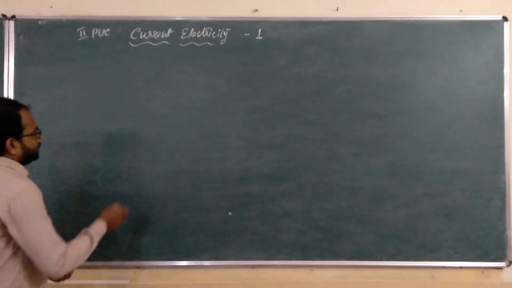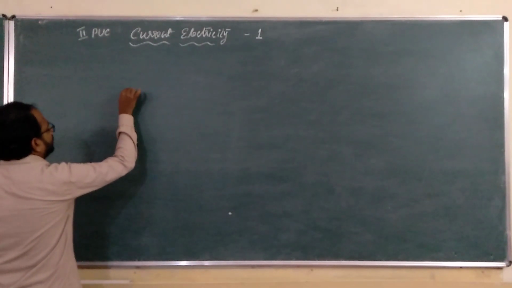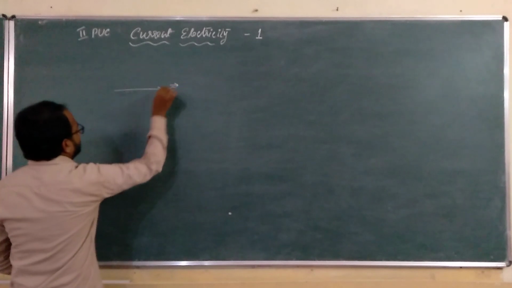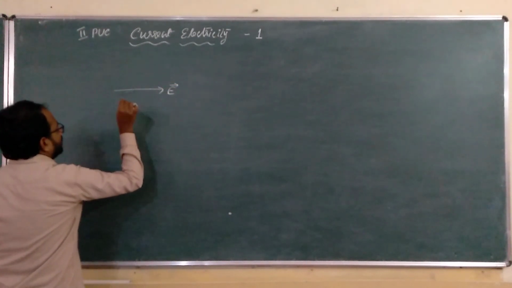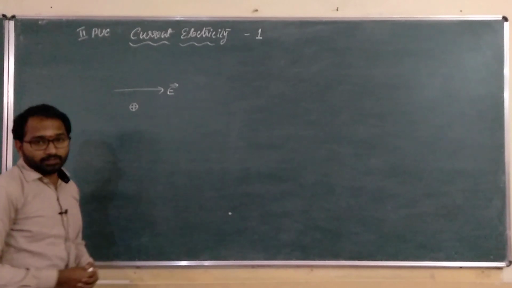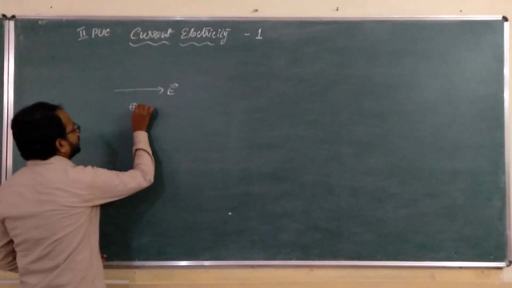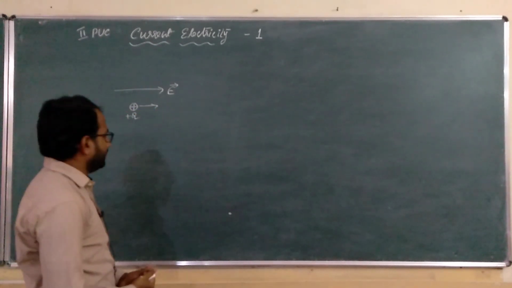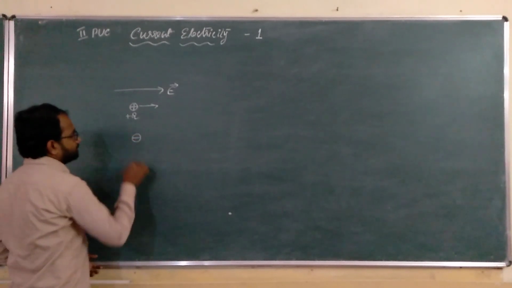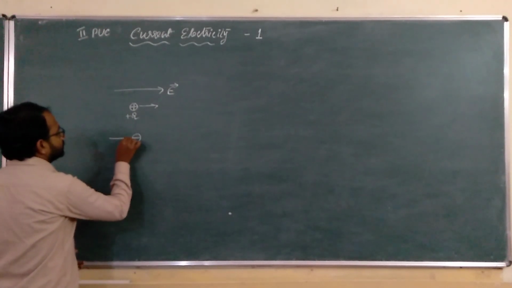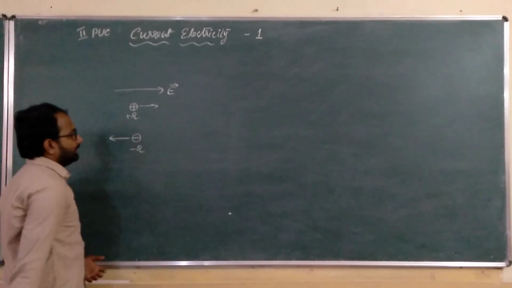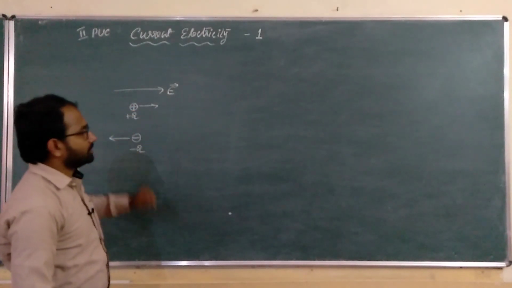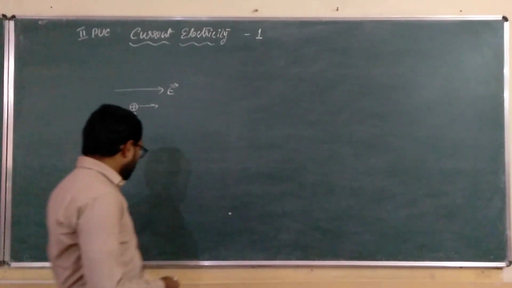In the previous chapters you studied that whenever a positive charge is placed in an electric field region, an electrostatic force acts on it, due to which it moves along the direction of the electric field, whereas if a negative charge is placed in the electric field, it moves in the direction opposite to the electric field. So, whenever charge flows or moves, it constitutes what is called electric current.